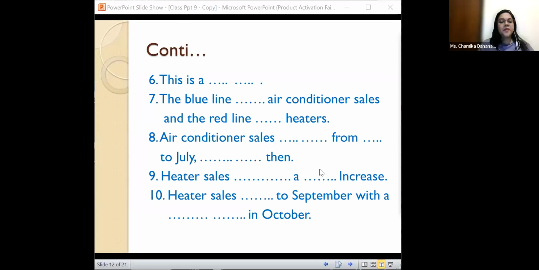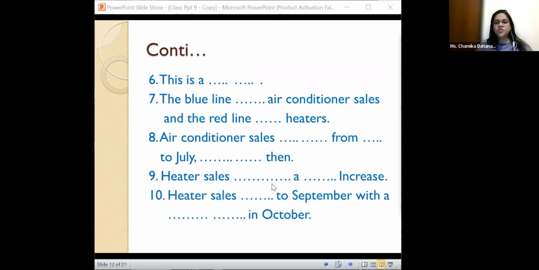Steadily, how do you spell? S-T-E-A-D-I-L-Y, dropped steadily. What if you have written steadily dropped? You can't give yourself a mark. So the correct answer is dropped steadily. So we will find out what the reason is. From January to July, bottoming out. Then, okay, very good. Bottoming means B-O-T-T-O-M-I-N-G. Oh, very good. Let's see. Joseph has gotten the answer correct. Very good.